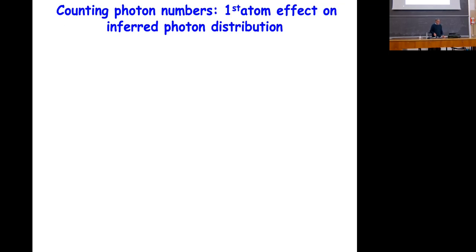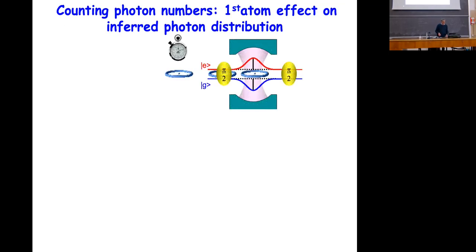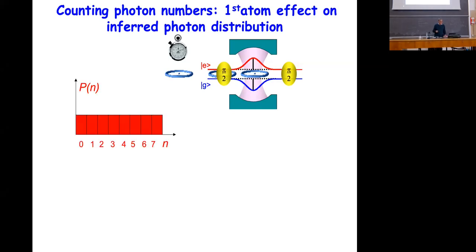So how does it work? Again, I show you here the setup. It's a Ramsey interferometer. Atom in level E undergoes a shift in one direction, in G in the opposite direction, a pi over 2 pulse here, a pi over 2 pulse here. Each atom is a kind of clock, and I want to measure the dephasing of this clock when it crosses the cavity.